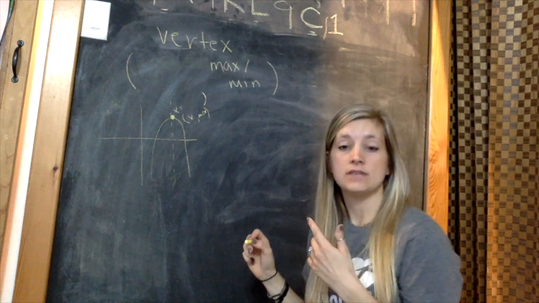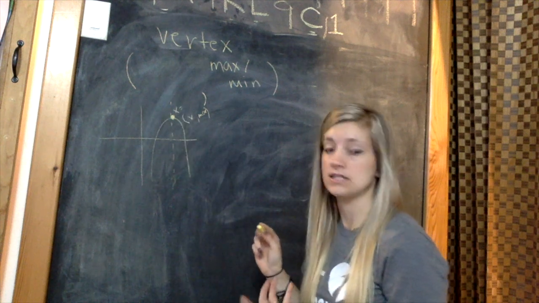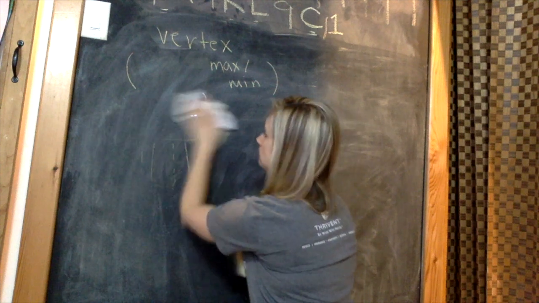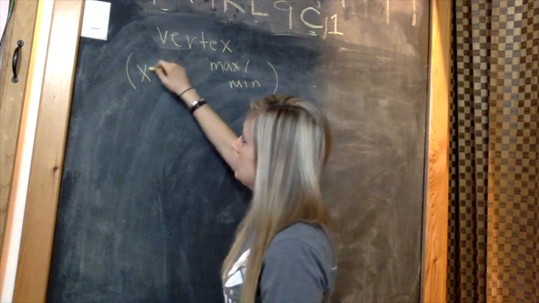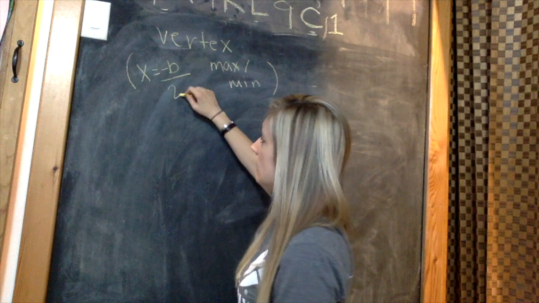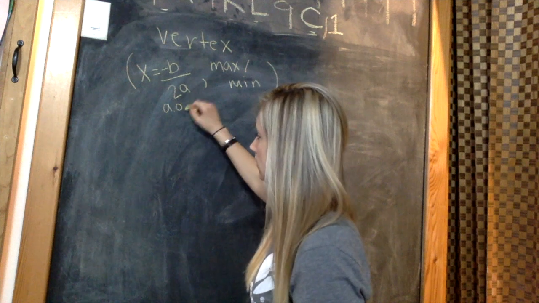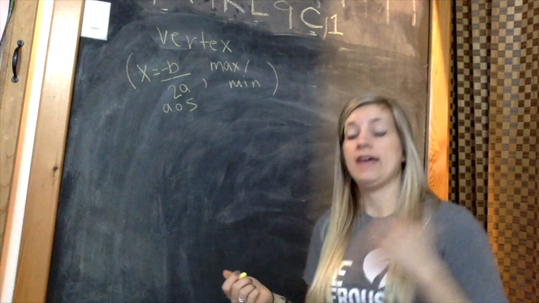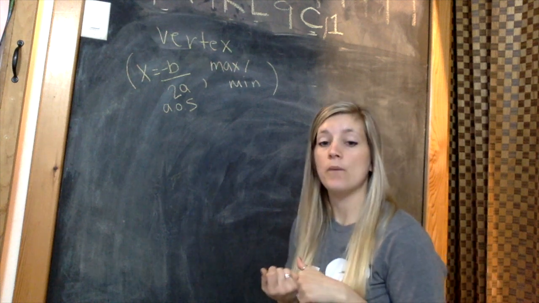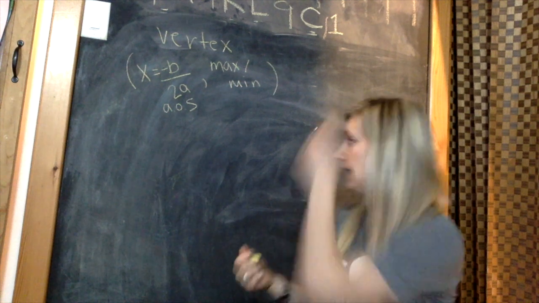So from finding the axis of symmetry, we figured out that the x inside of our vertex represents our axis of symmetry. What I like to do is say our vertex is x equals opposite b divided by 2a, aka our axis of symmetry, comma, max or min point. Today's video is about finding our max point or our min point, and then putting both of them together to say our vertex of this parabola is blank.